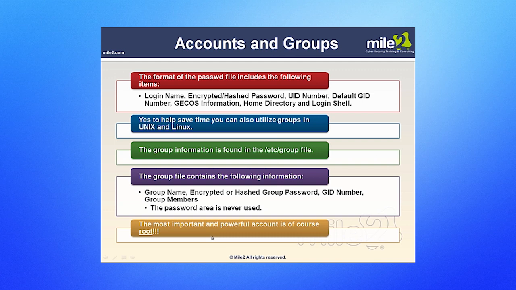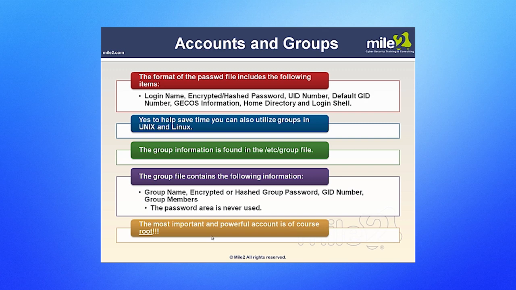Accounts and groups. Within the password file, we have login name, encrypted hash password, UID number, default GID number, GECOS information, home directory, and login shell. The GECOS information, when you're looking at that, could have further details. It actually stands for General Electric Comprehensive Operating System, but effectively it's more of sort of a comment field. It has additional information there.